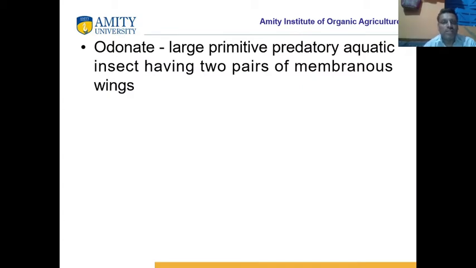So what is the meaning of Odonates? Odonate means large primitive predatory aquatic insects. They are found near water, near lakes, near ponds. These dragonflies are always found near the water. These insects also have two pairs of membranous wings.